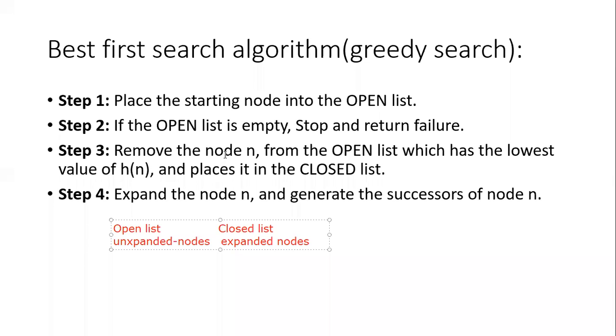In step 3, what we do is we get the node that has the lowest value of h of n, and we place it in the closed list. Now, by placing it in the closed list, that means we've considered it. We've checked, is it a goal? If it's not, we put it there, and then we expand that node by including the children of that node.